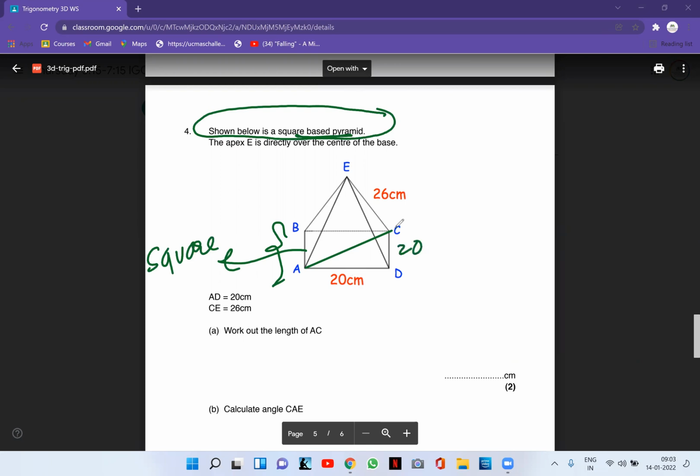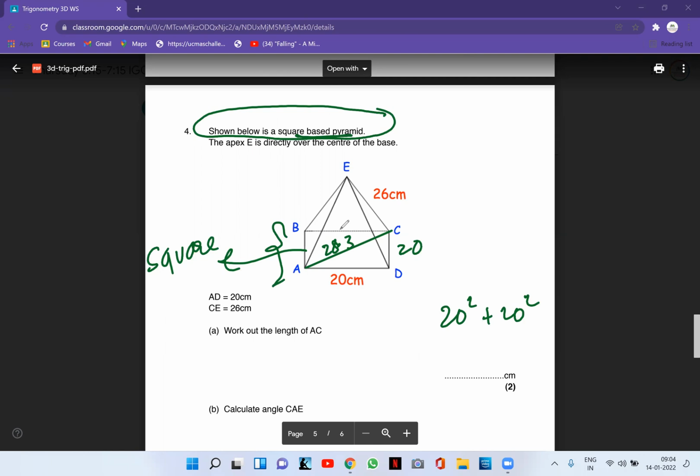Now we have to work out length AC. So then we will apply Pythagoras theorem over here. So 20 square plus 20 square is 400 plus 400. So that is root 800. I just applied Pythagoras theorem, 20 square plus 20 square. When you do this on calculator, you will get this as 28.3 centimeters. Okay, so my AC is 28.3 centimeters. Then they have said, calculate angle CAE. Okay, so you have to calculate angle CAE.